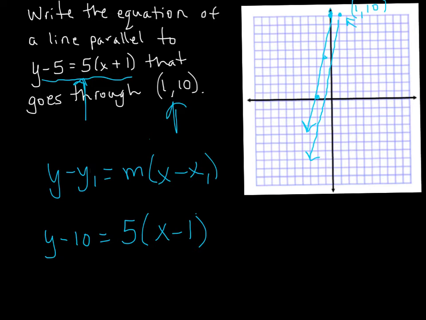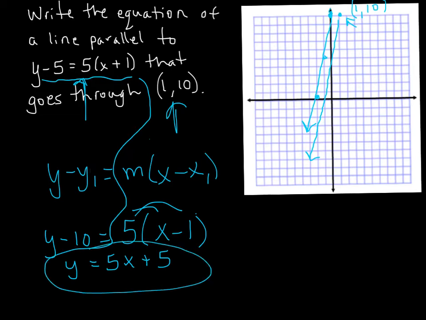So I'm going to have y equals 5x plus 5 as my final form. And if you're wondering how I did that, I just distributed the 5 and then I added 10 to both sides. So this becomes the line that's parallel to the line that they originally gave us. So this is really our answer here.